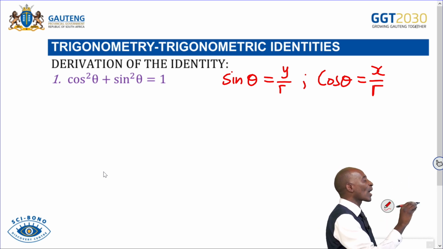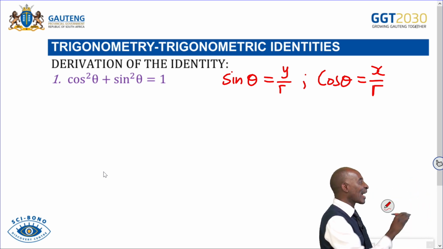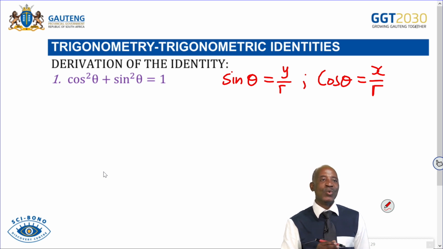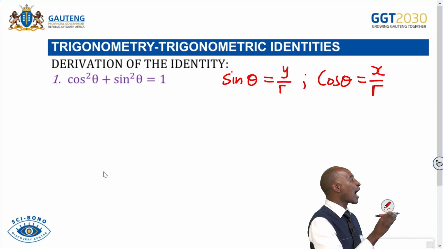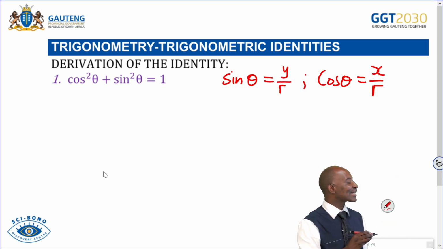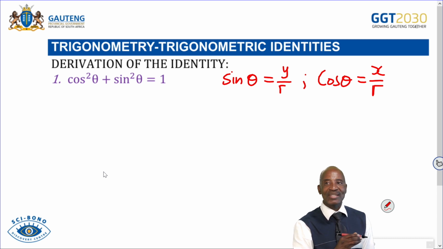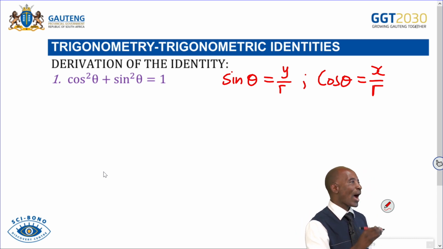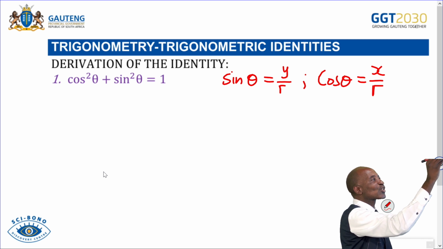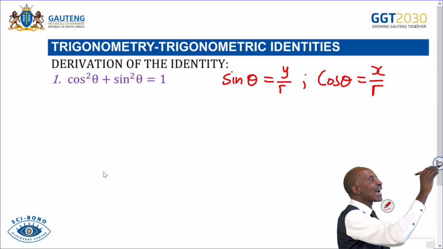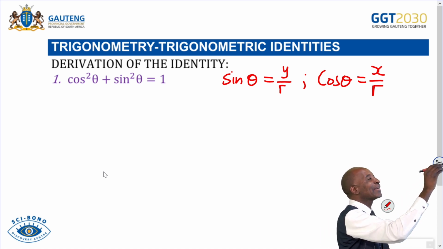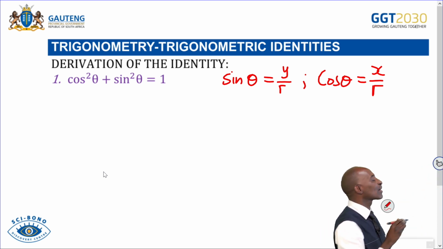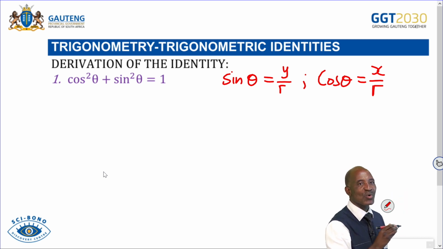We normally call this one the square identity. There are reasons why we call it a square identity. Otherwise, I'm going to move on with you and show you how we derive this identity cos squared theta plus sine squared theta is equal to 1. Right. When you look at this ratio that we have established just now, sine theta equals y over r. How do I derive cos squared theta plus sine squared theta is always equal to 1?